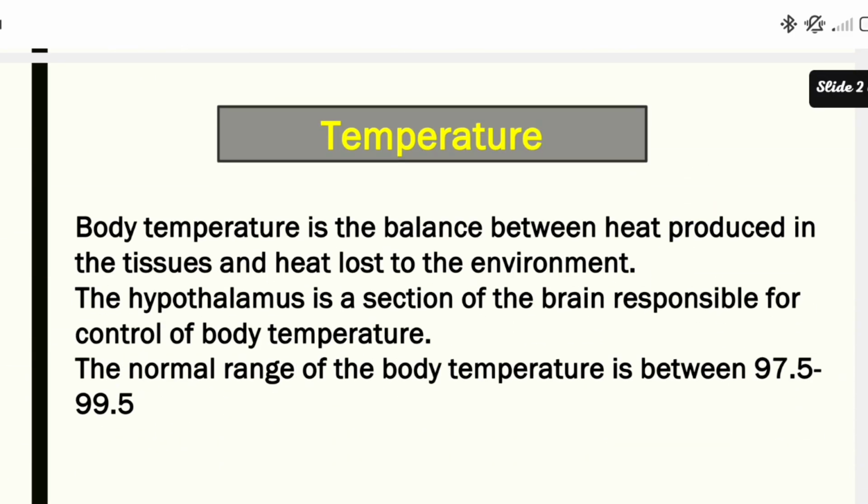So the first vital sign we discuss is temperature. Temperature is the hotness or coldness of the body, right? Body temperature is the balance between heat produced in the tissue and heat lost to the environment, right? In our body, various types of metabolic reactions occur that can produce heat, or heat is lost to the environment, right? The hypothalamus is the section of the brain responsible for control of body temperature.